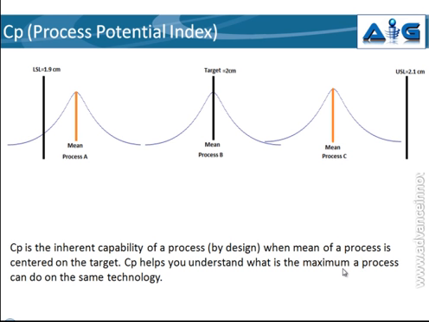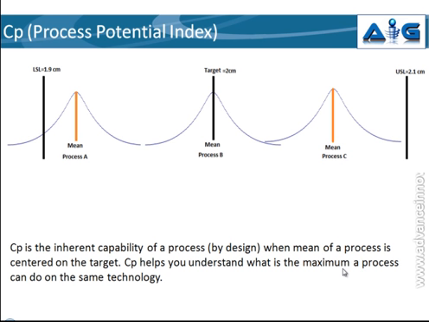Now let's look at process B. The mean of process B is on the target. So the chances of defects are equal at both specification limits. This is the only scenario in which the chances of defects will be equal for both LSL and USL.